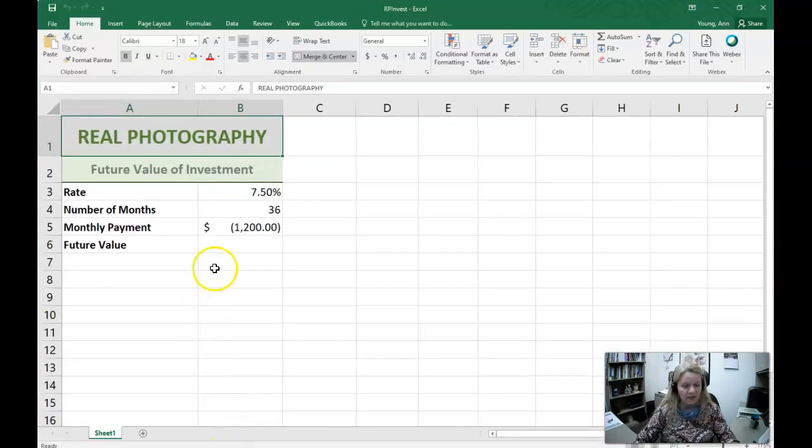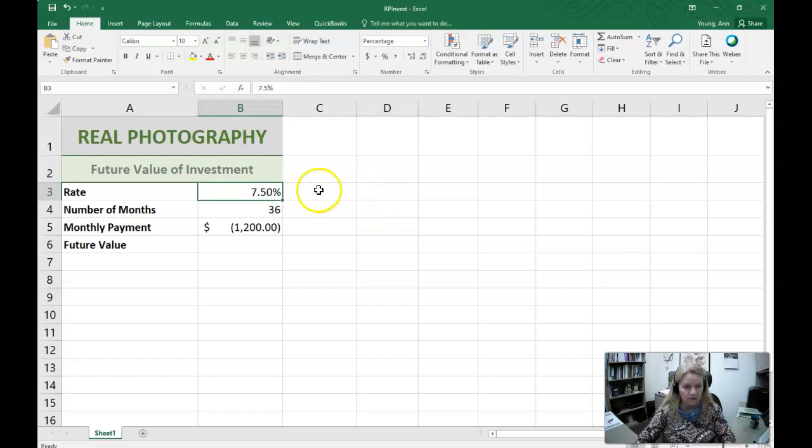We have a couple of things that we gathered from the investment location, such as the rate of return for the investment, how long I'd need to tie up the investment, and the monthly payment that I would put into the investment. Notice this is stated as a negative because I'm paying out. So I want to know what's going to be the future value.